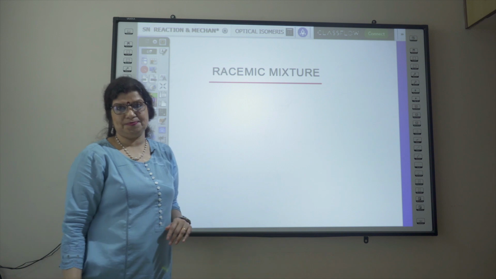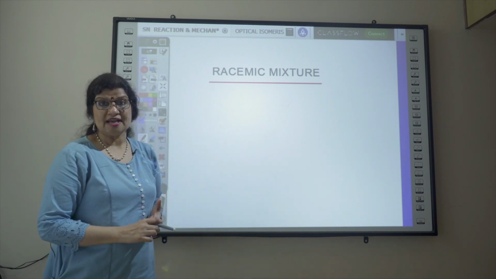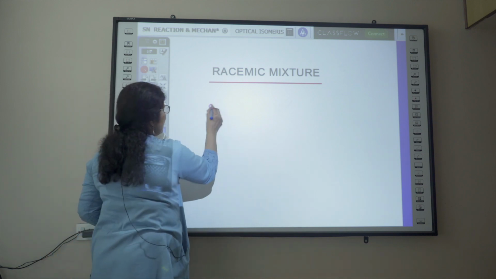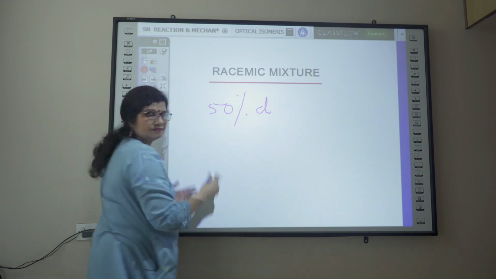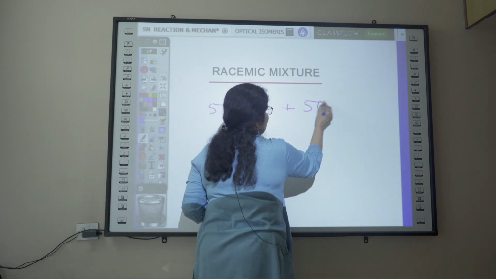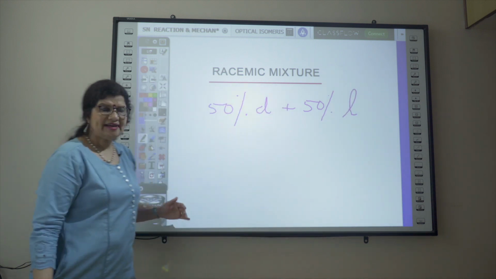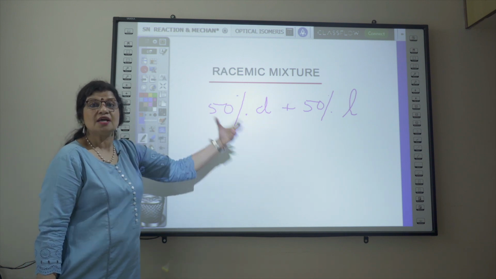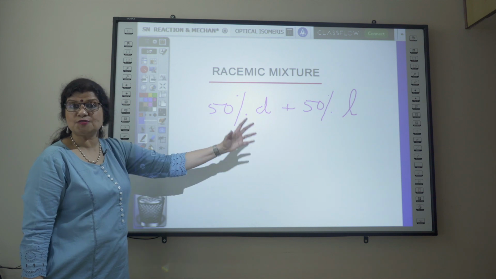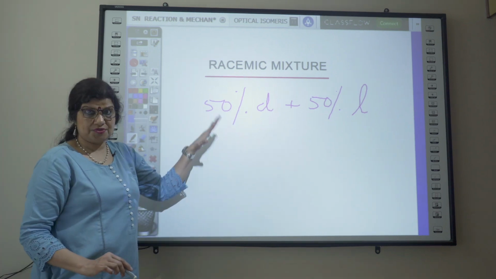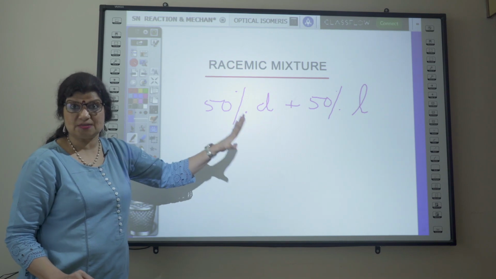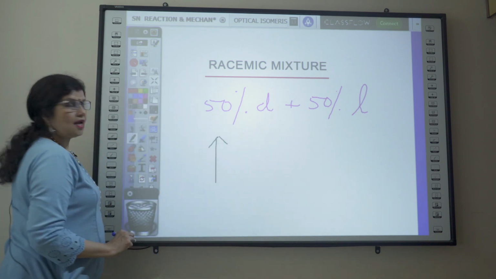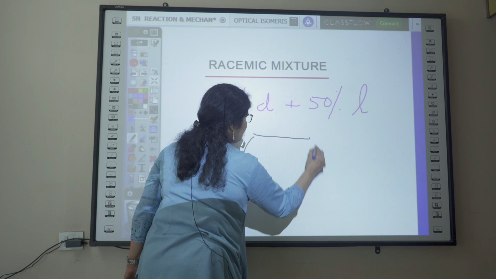Now what is a racemic mixture? A racemic mixture is an equimolar mixture of the D and L forms. So 50% of D, the first isomer, and 50% of L. This mixture is referred to as a racemic mixture. Equal amounts or equal concentrations of the two optical isomers, the two non-superimposable mirror images. Now when I subject this mixture to the polarimetric experiment or to a polarimeter, the plane polarized light is made to pass through a sample tube. Now this is our sample tube.